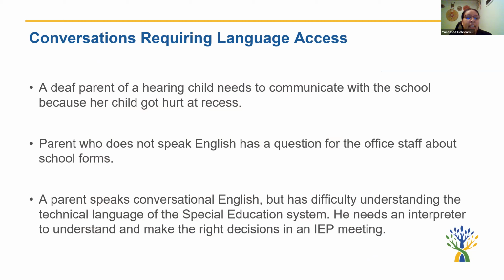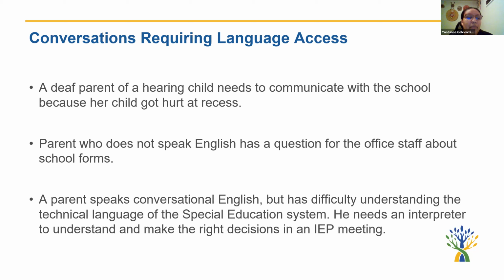I'll go through some examples of when an interpreter or translated documents may be needed, but I would say just trust and lean into the real-world situation that may be unfolding before your eyes. More often than not, there is a respectful way to check in to see if an interpreter might be needed, stressing the importance of wanting to make sure that you're providing meaningful information and that you're also able to receive information in a way that is adequate to continue to build that relationship.